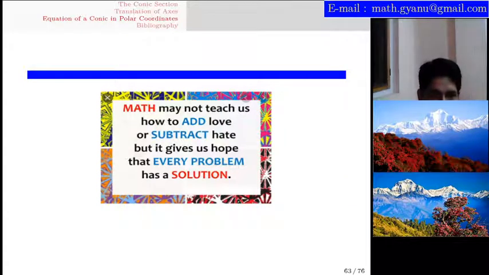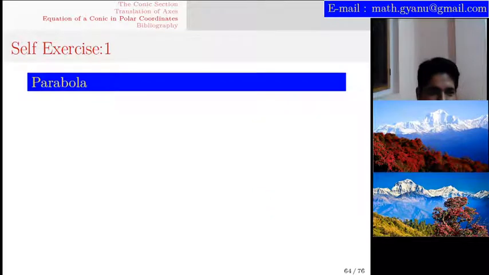Okay, we talked about the equation of a conic in polar coordinates, and always think of this quote: math may not teach us how to add, log or subtract, but it gives us hope that every problem has a solution. Who wrote this? I don't know. I found it in a journal, and what math teaches us is that if there is a problem, there also exists a solution.